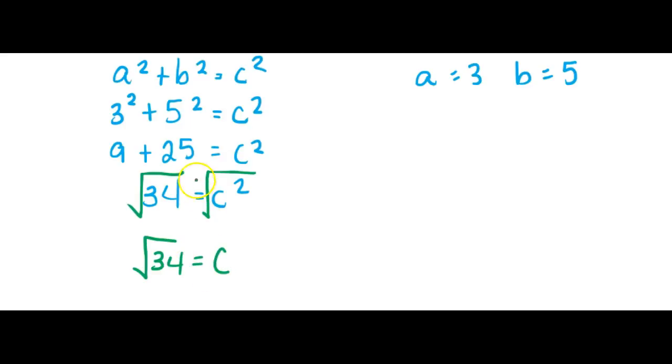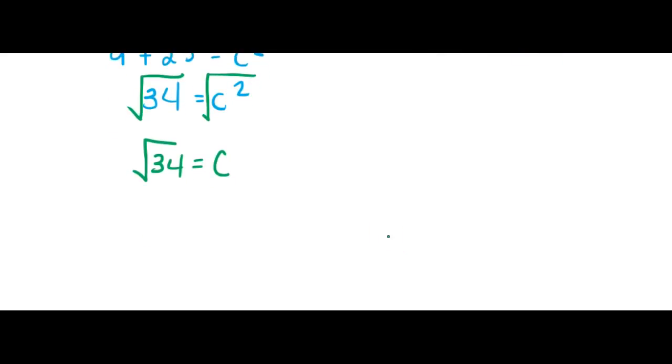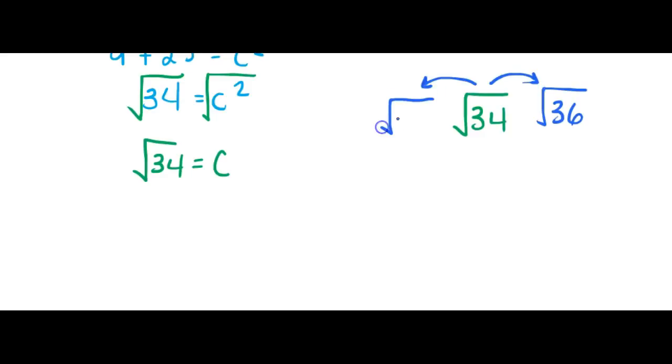Now, one of the first questions we ask ourselves: are we looking at a rational or irrational number? Well, this is irrational. It's the square root of 34. Square root of 34 is not a perfect square. However, it's going to come close. So it's going to fall between 36, which is the higher one, and the lower one, which is 25. So it's going to fall between 5 and 6.